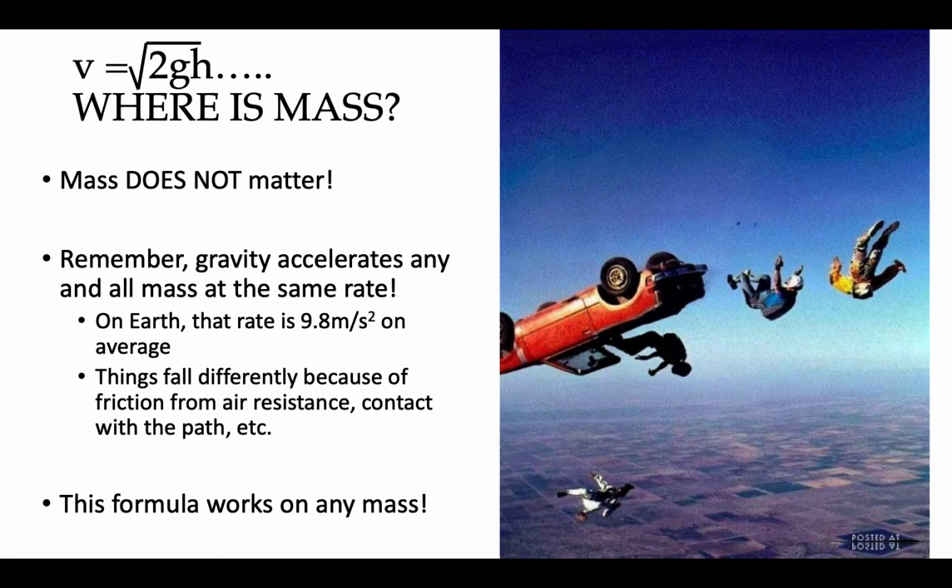Things fall differently because of friction, from air resistance, for example, or contact with the path. So a ball and a feather dropped aren't going to fall the same way because of air resistance. A roller coaster isn't going to go as fast as it possibly could because there's going to be some friction between the coaster and the track. We can get a very close approximation of velocity, though, and this formula works on any mass to do that.